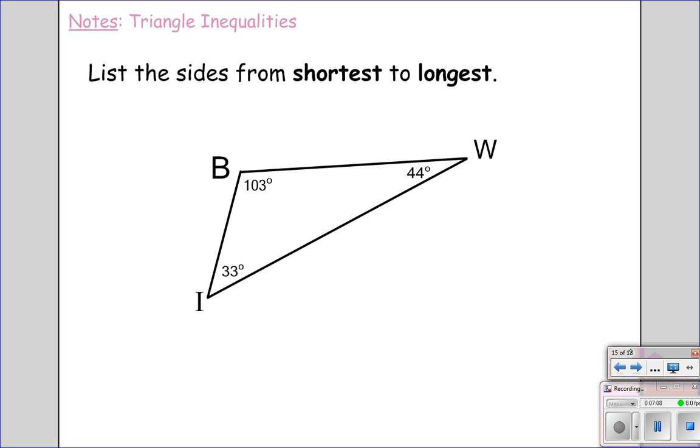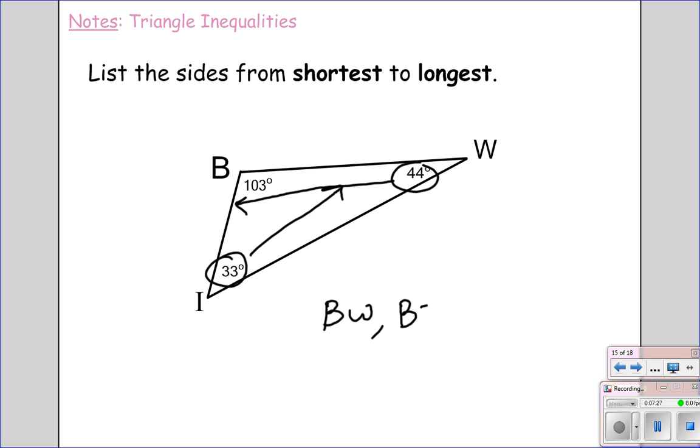Let's list the sides from shortest to longest now. So now we're going to talk about sides. So let's identify our smallest angle, which is 33 degrees, and that's across from BW. Followed by 44, which is across from BI. And finally, 103, which is across from IW. So BW, BI, IW in that order, from shortest to longest.